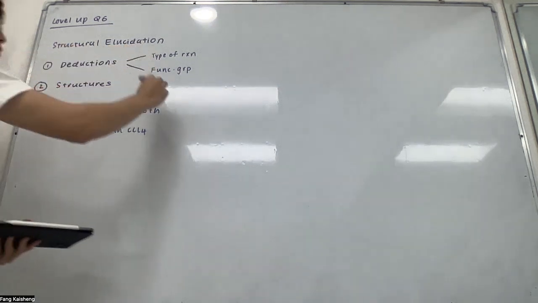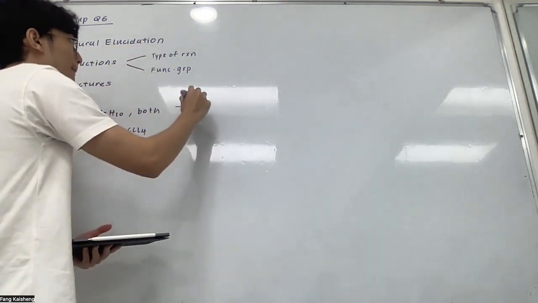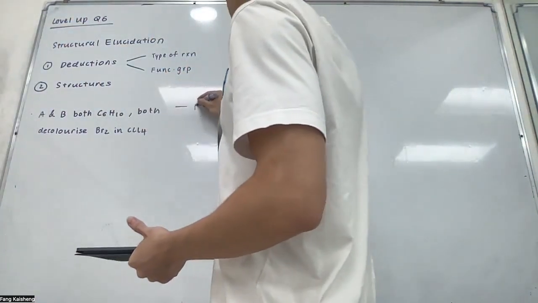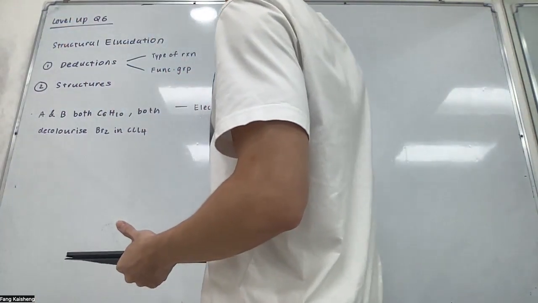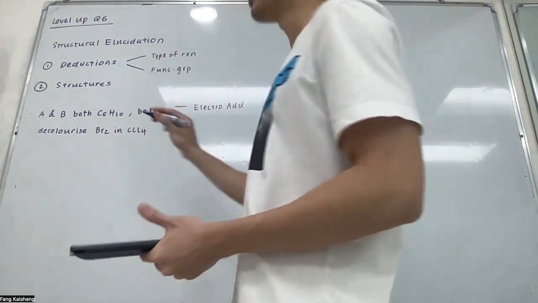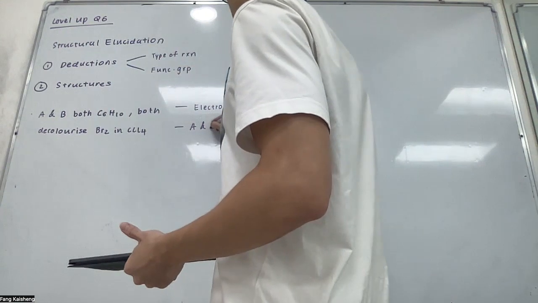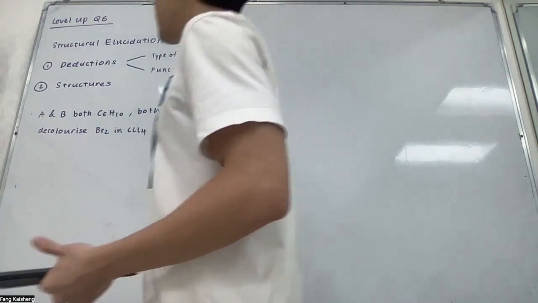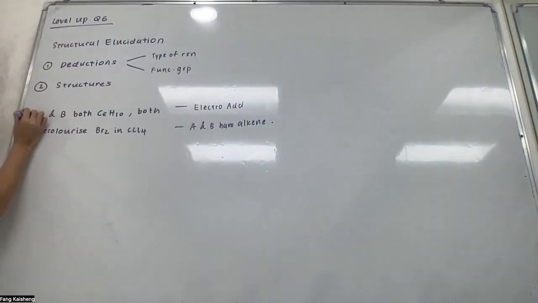Okay, let's fulfill this. What type of reaction is this first? Br2 in CCl4, electrophilic addition. What functional group is present in A and B? Okay, good. A and B have alkene. That's point number one. Later after we're done with that, I will copy. Okay, we just continue. Next.